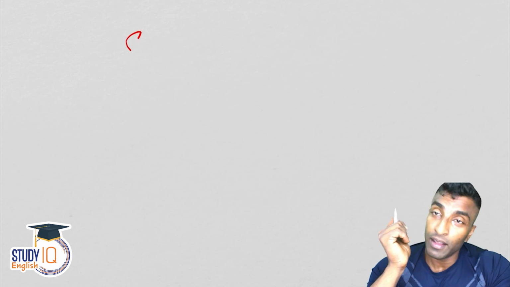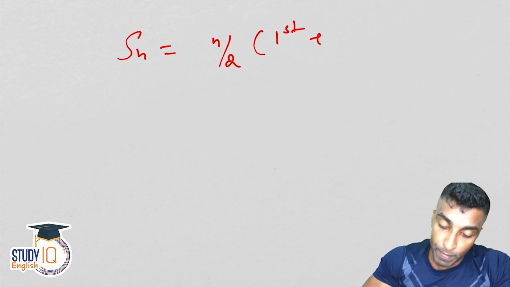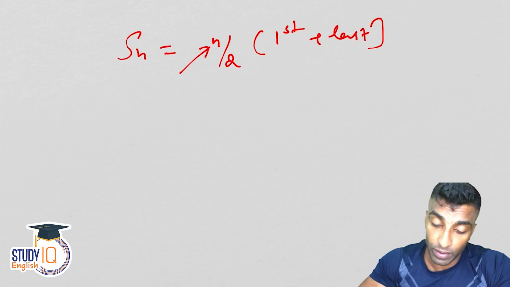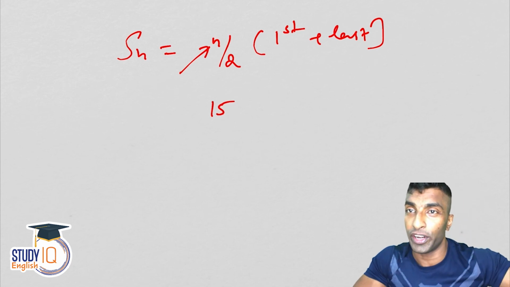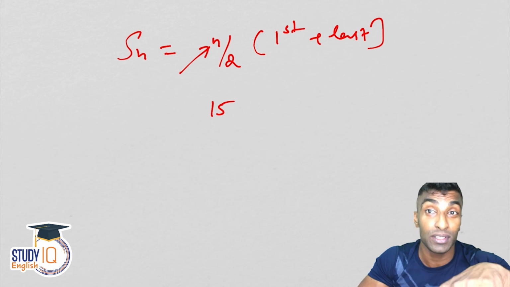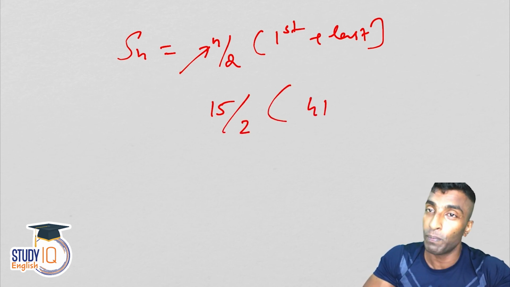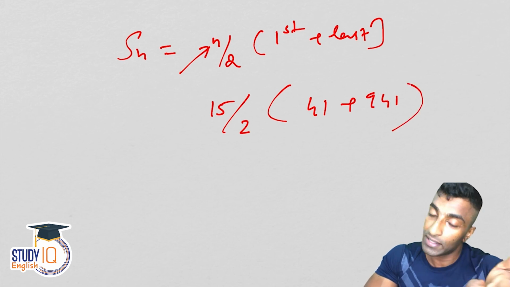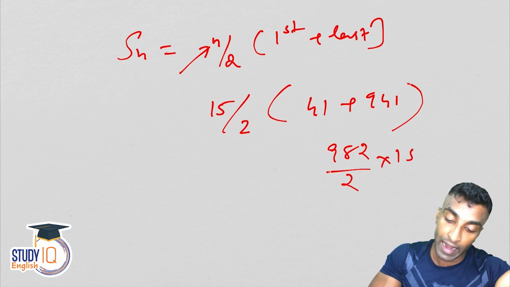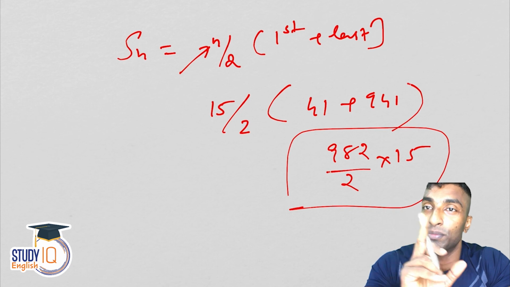If they're asking you the sum, what do you need? S equal to n by 2 into first plus last. Do we know n? Yes, just now we got it, right? 16. Because only after finding the last term can you come to this. So this is going to be the difficult one. We got the number of terms divided by 2. First term we know is 41. Last term also we got, 941. So this is going to be 982 divided by 2 multiplied by 16. This is going to be our sum of these terms.